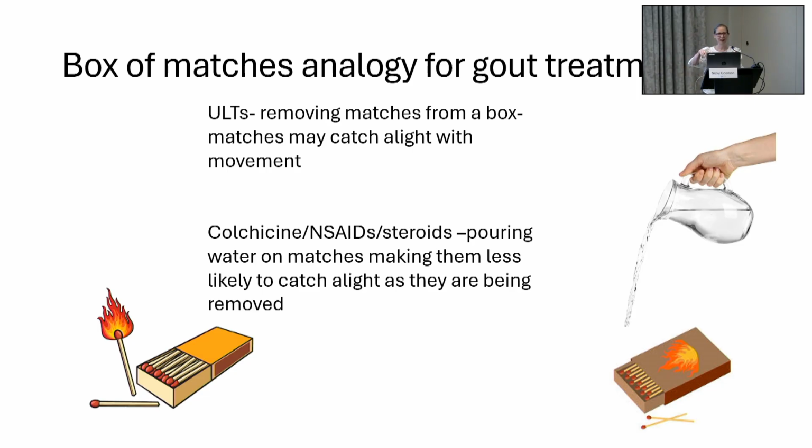But actually putting your hands in the box of matches to rumble around trying to find the next match to remove, you're much more likely to make those matches catch alight. So starting a urate-lowering therapy, bringing the urate down, can cause acute attacks of gout. The prophylactic treatments, the colchicine, the NSAIDs and the steroids, are effectively pouring water on the matches to make them less likely to catch alight as they're being removed. So that's how I explain to the patients they need to take 2 medications, at least for the first 3 to 6 months of urate-lowering therapy.